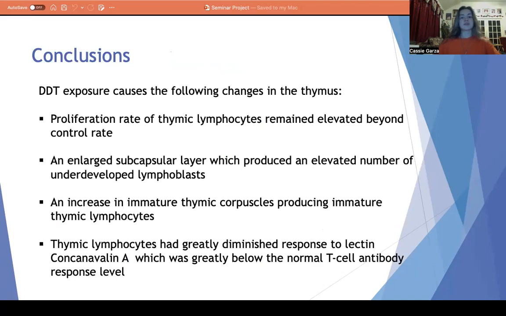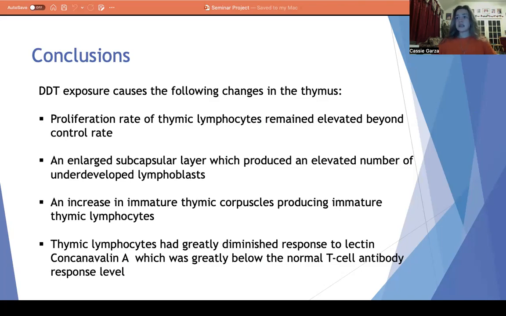So DDT exposure causes the following changes in the thymus. It changes the proliferation rate of thymic lymphocytes and causes them to remain elevated beyond the control rates. It causes an enlarged subcapsular layer, which produces an elevated number of underdeveloped lymphoblasts. It increases immature thymic corpuscles, which produce immature thymic lymphocytes or lymphoblasts. And it causes thymic lymphocytes to have a greatly diminished response to lectin concanavalin A, which will remain greatly below the normal T cell antibody response level.